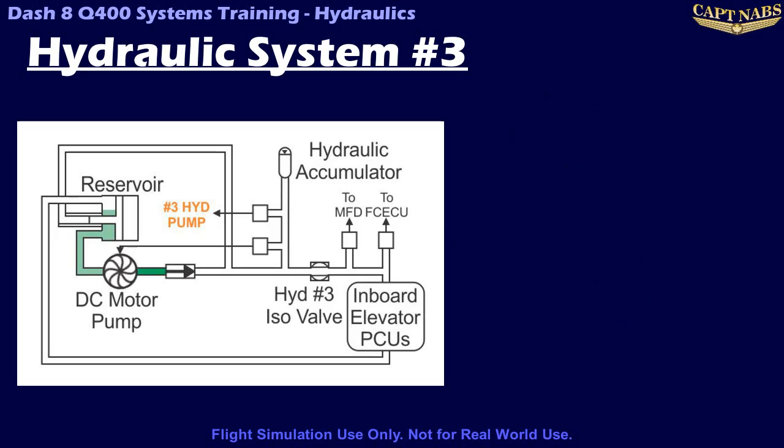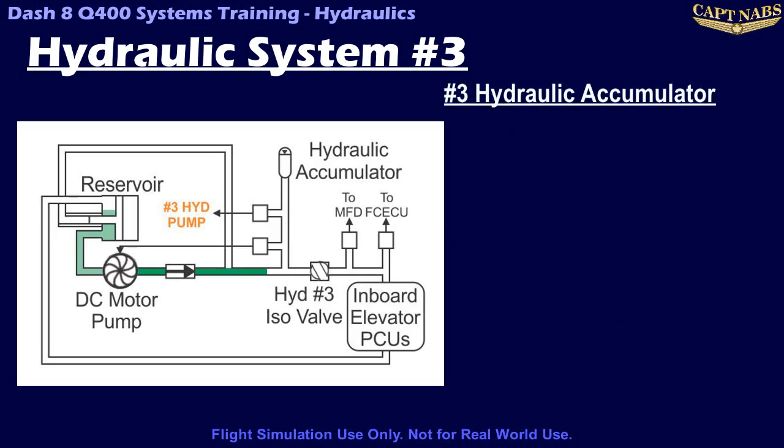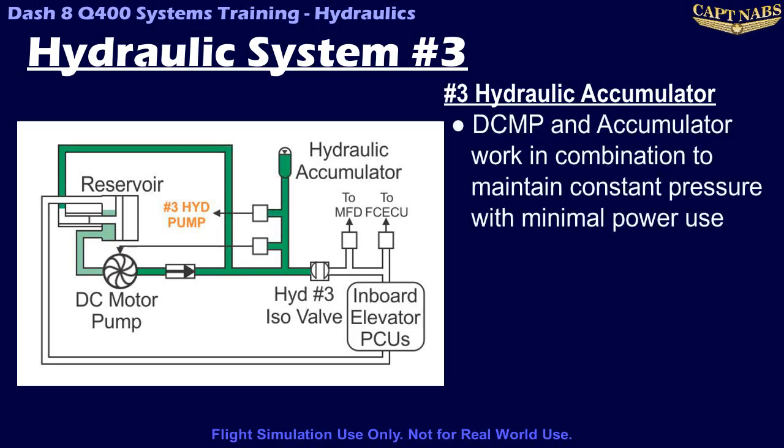The DC pump works in conjunction with a hydraulic accumulator similar to the one in the number 2 system for the parking brake. It helps to maintain a relatively constant pressure in the number 3 system without requiring the pump to run all the time. This avoids excess current draw and wear on the DC pump.